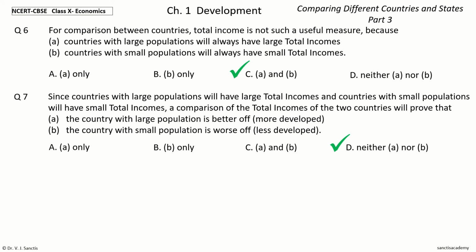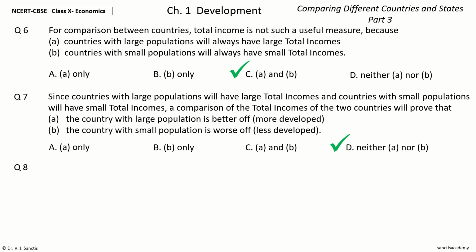So, since countries with large populations will have large total incomes and countries with small populations will have small total incomes, a comparison of the total incomes of the two countries will neither prove that A. The country with large population is better off, more developed, nor will it prove B. The country with small population is worse off, less developed.